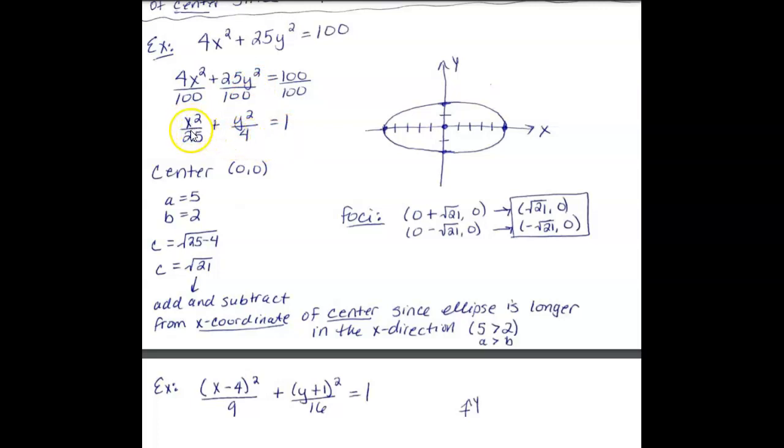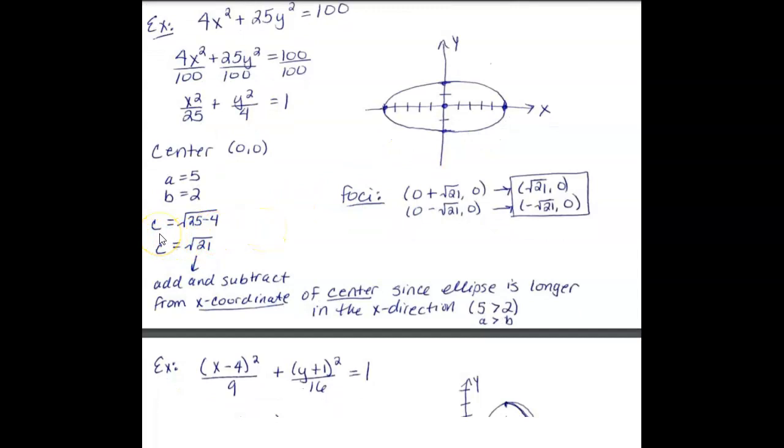So once we get to here, again, our center is 0, 0. 25 is the a squared, so a is 5. 4 is the b squared, so b is 2. So that's all I need to draw the graph. 0, 0, left 5, right 5, and then back to the center, up 2, down 2. Draw the shape.